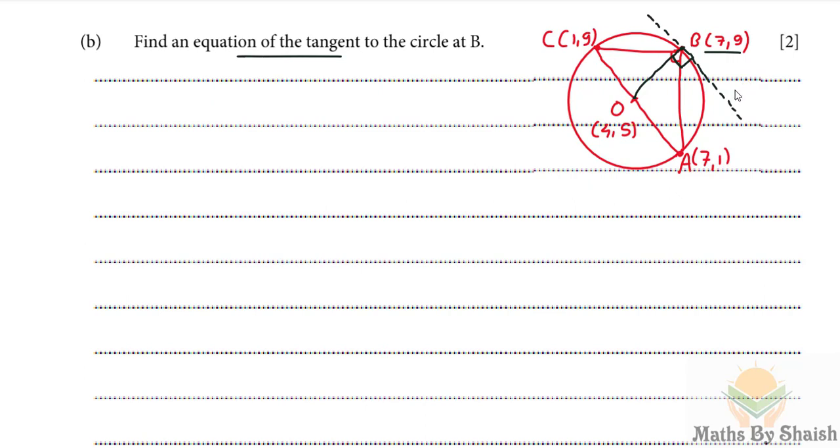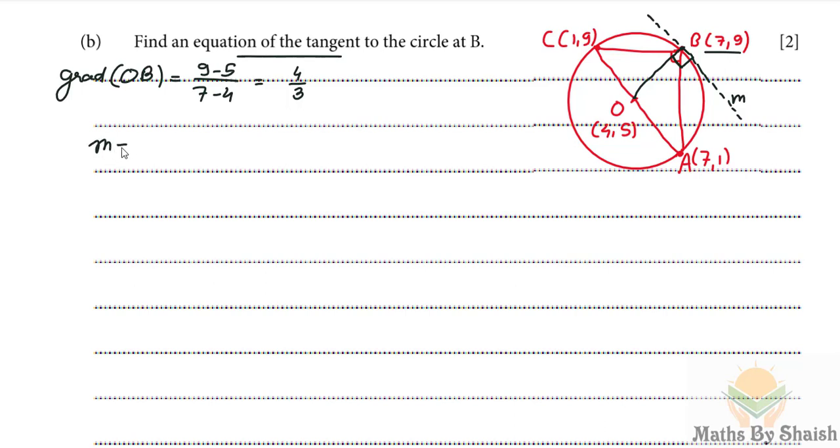We can find the equation of the tangent by taking the one point we have, B, but we require the gradient of the line. If we have the gradient of the line, then we can use the formula. So let's find the gradient. First of all, we will find the gradient of line OB. The gradient of OB is going to be the difference of y coordinates, y2 minus y1, 9 minus 5, over 7 minus 4, and it is going to be 4 over 3.